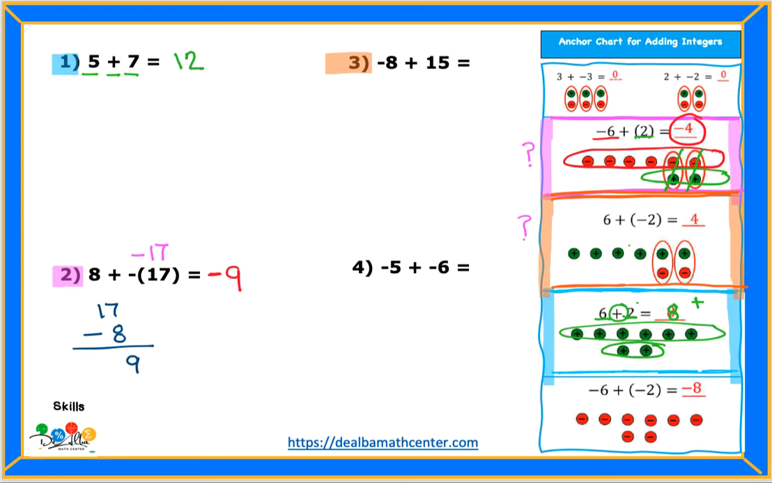In the example on the anchor chart, we have positive 6 represented by 6 positive chips. Then we have negative 2, represented by these 2 negative chips. Now, which integer has more chips, the positive or the negative? The positive, awesome. So the answer is going to be positive. Then because the signs are opposite, we subtract. What is 6 minus 2?